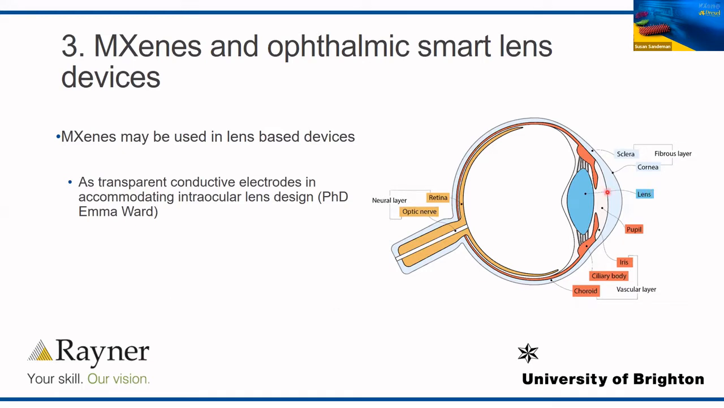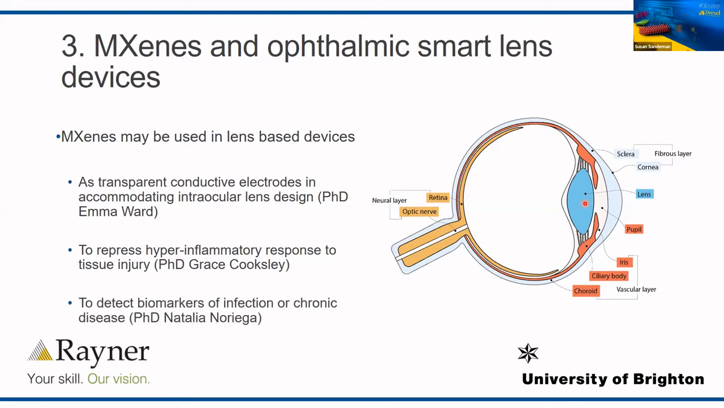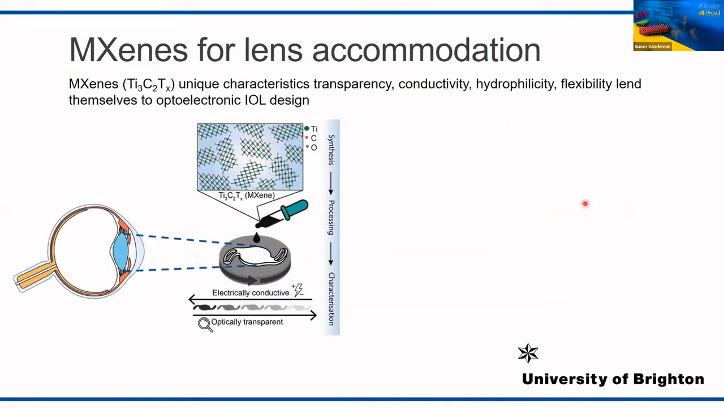So here's the lens in the eye. You'll all be familiar with the development of cataracts and the use of intraocular lenses to treat cataracts. It's a very successful surgery with minimal complications that we'll get to later. We've been looking at, secondly, branching into repression of hyperinflammatory response to tissue injury in a second PhD leading on from Emma's work, and also looking at the use of these devices to detect biomarkers. So in Emma's work, I'll just touch on these as I draw to a close because I can see the timings up.